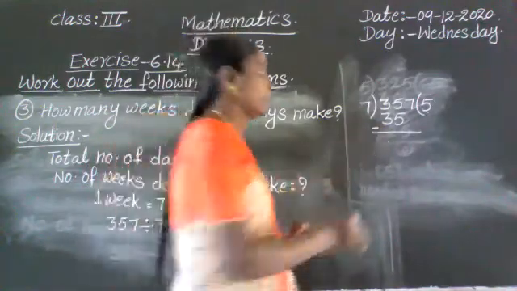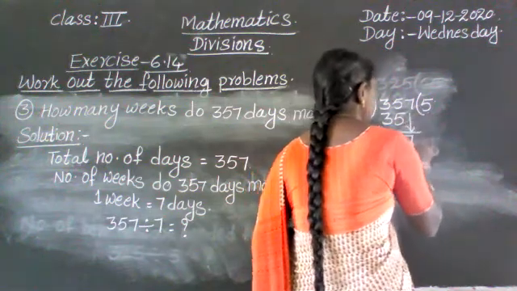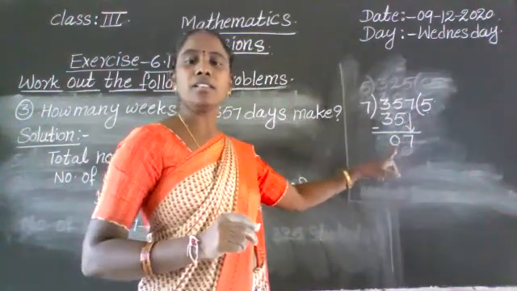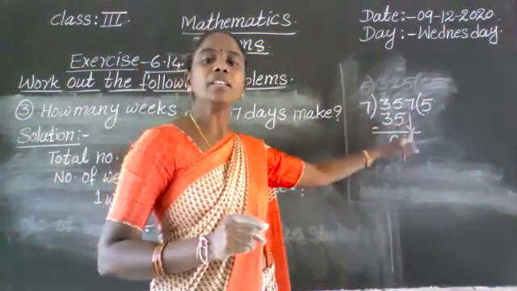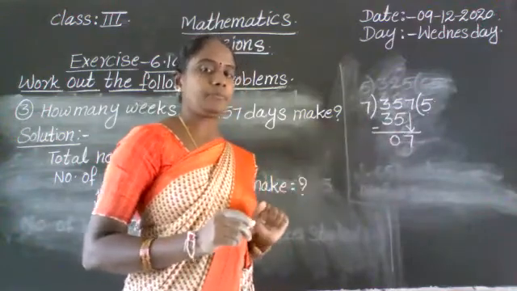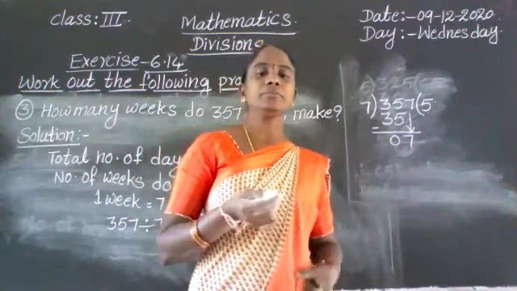Okay? But I am writing it here. Next take 7. Yes, 0 is also less than 7. So we have to take the next digit, number 7. 7 divided by 7. What is the quotient? 7 divided by 7.